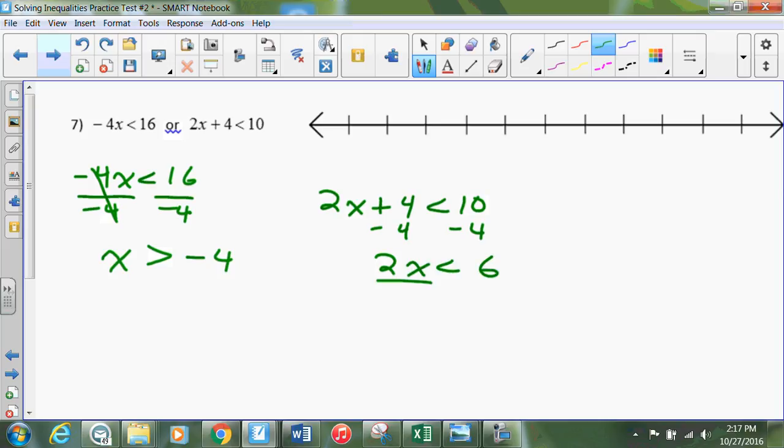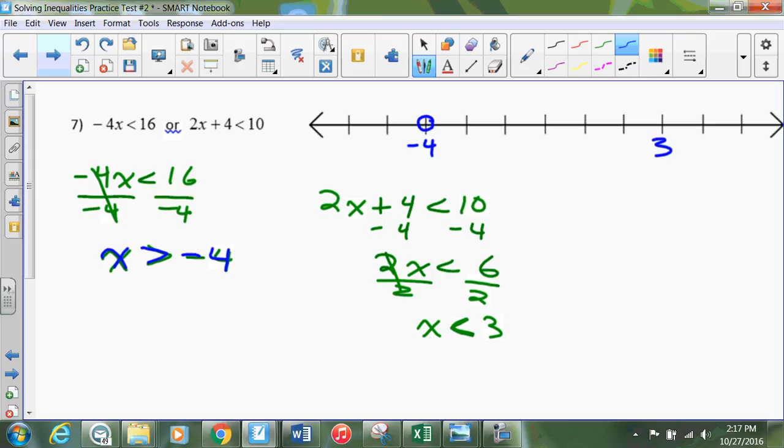We divide both sides by 2, and we get x is less than 3. The sign doesn't change because we divided by a positive number. All right, so we're going to ask ourselves which number is smaller. -4 is smaller. We'll put 3 over here somewhere. Let's look at this. x is greater than negative 4, which means it can't be equal to negative 4. It's got to be an open circle.